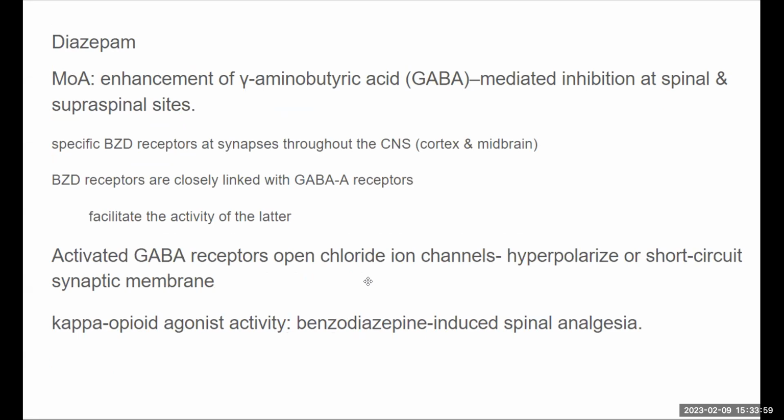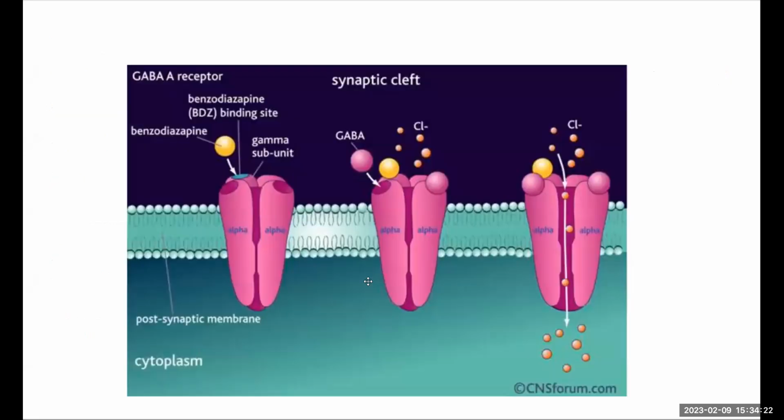Most of us are familiar with it. The mechanism of action is via GABA mediated inhibition at the supraspinal level. Diazepam, being a benzodiazepine, is going to work on the GABA receptors. The benzodiazepine receptors are closely linked with the GABA-A receptors and basically facilitate GABA receptor activity. If you look at this GABA receptor, this is the gamma subunit on which the benzodiazepine acts. It makes it easier for the benzodiazepine to be attached.